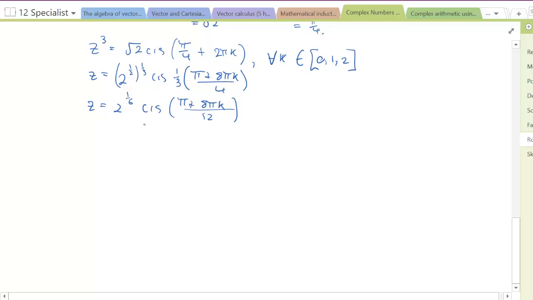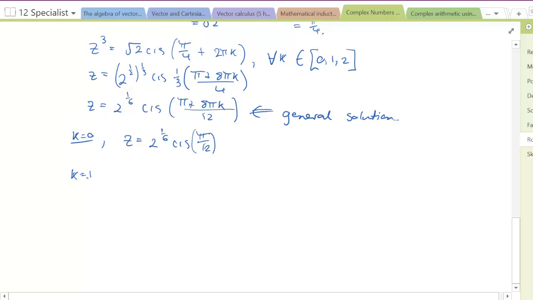Okay, so now that we've got this, it represents all of the possible solutions. This is our general solution. We can look at substituting in with the given domain 0, 1, and 2. So k is equal to 0. We get z is equal to 2 to the power of 1 on 6 cis, and with k equal to 0 we end up with pi on 12.